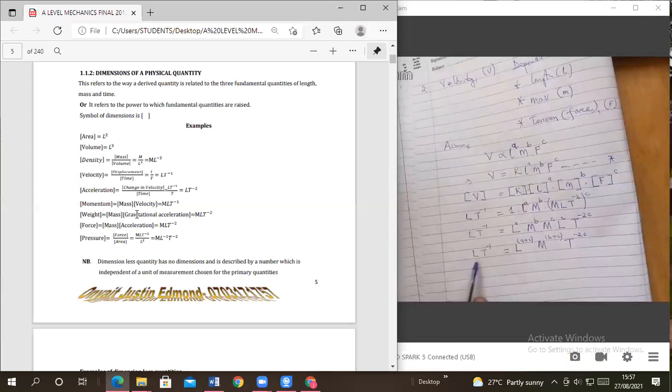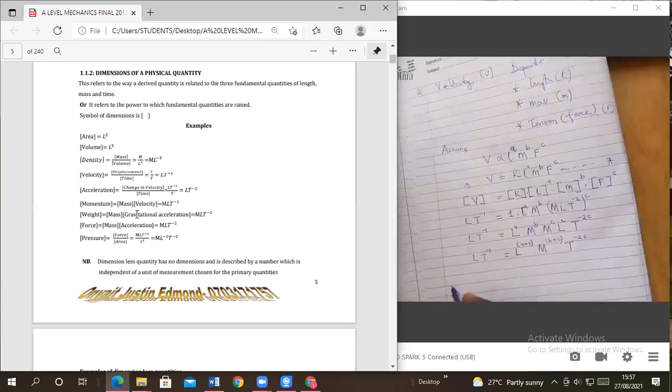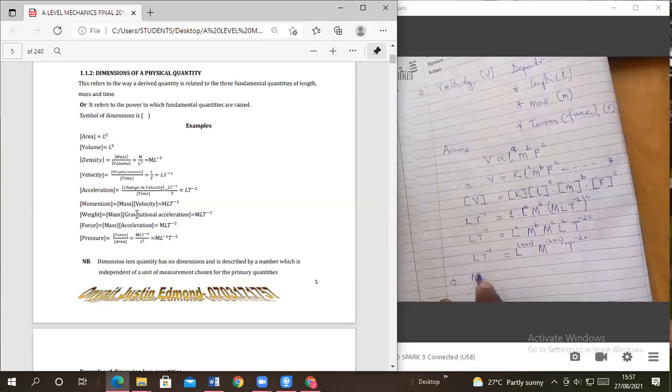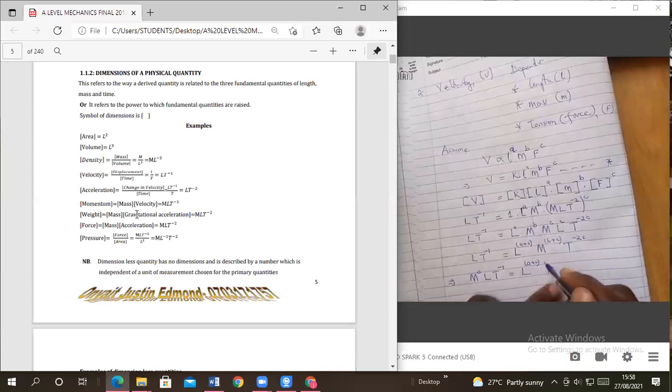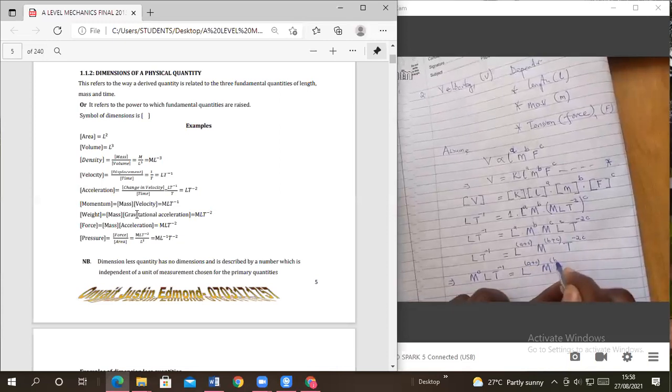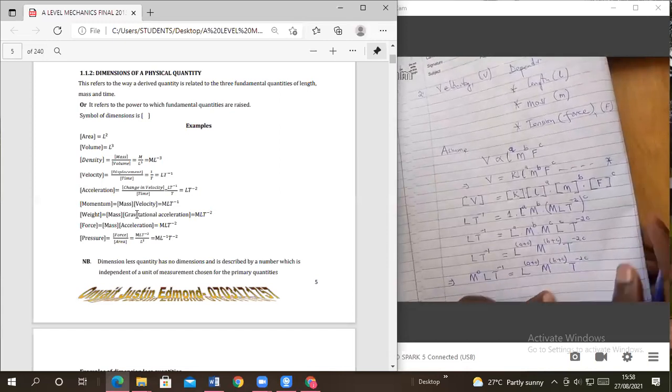When you look at the left, what is missing? Only M is missing, so that is the same as having M to the power 0. So we have M to the power 0, L, T to the power -1 equals L to the power A plus C, M to the power B plus C, then T to the power -2C.